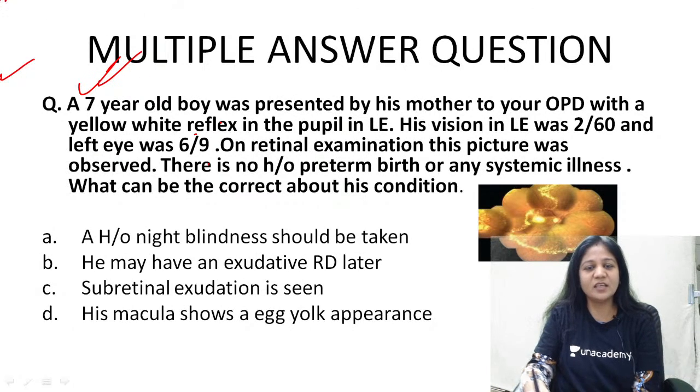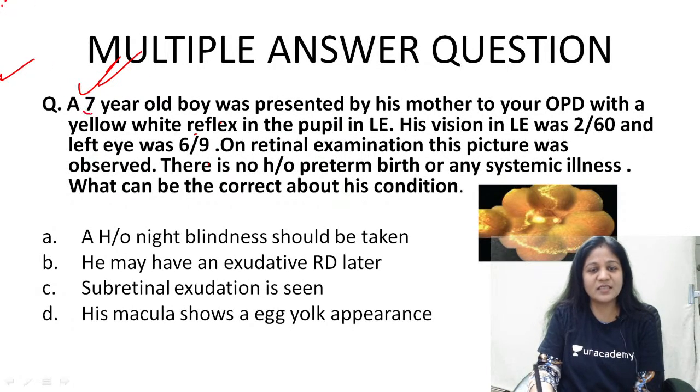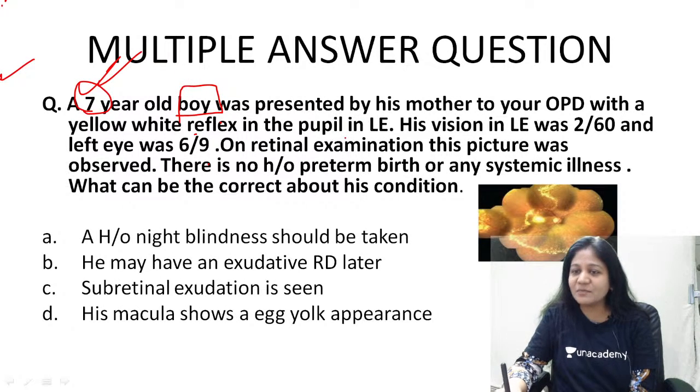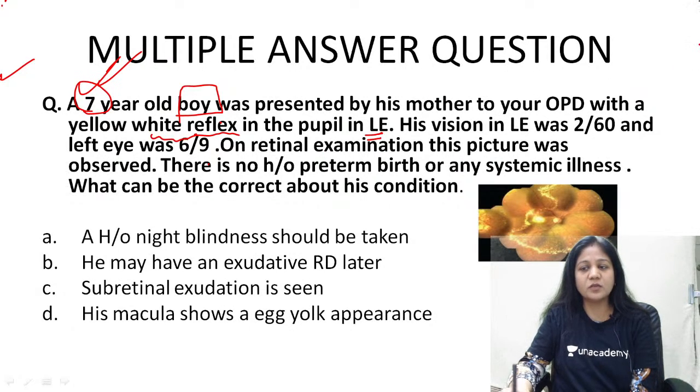So there is a 7-year-old boy. See the age. A 7-year-old boy was presented by his mother to your OPD with a yellowish white reflex in the pupil in his left eye. So you have a problem in the pupillary region. Now his vision in the left eye was poor. It was very poor, I would say. It was just 2/60. He has a good vision in the other eye, in the right eye, I would say. So in the right eye the vision is good.